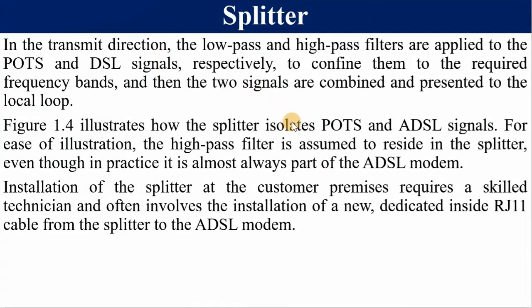Then in the upstream direction, what do we do? We want to make sure that our signals, the voice as well as the ADSL signal, are confined to their correct frequency spectrum. Hence, we are saying it does that function in the upstream direction by combining the 2 signals, and also it forwards the 2 signals to the local loop, or to our analog telephone line, after restricting them to the required bandwidth.